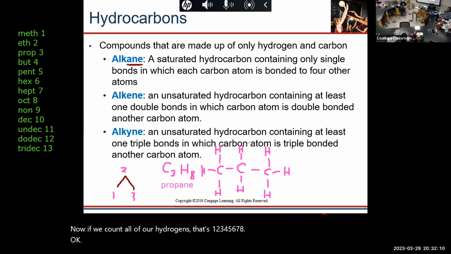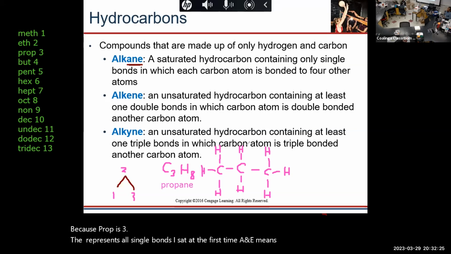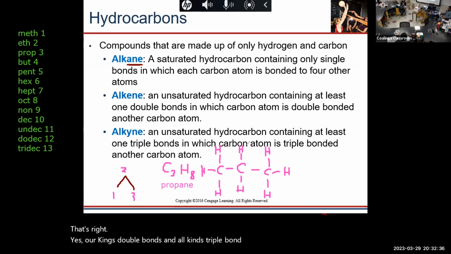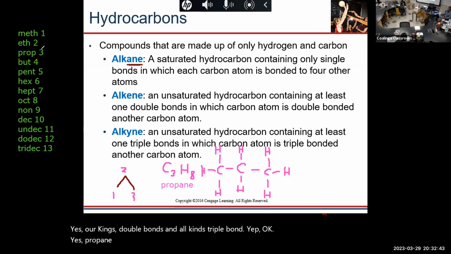So how do you know this? Propane because prop is 3. The A represents all single bonds. A and E means single bonds. Oh, alkane, single bonds, that's right. Yes, alkenes are double bonds, and alkynes are triple bonds. And then we got the prop from the prefix: propane, 3. There's 3 carbons.